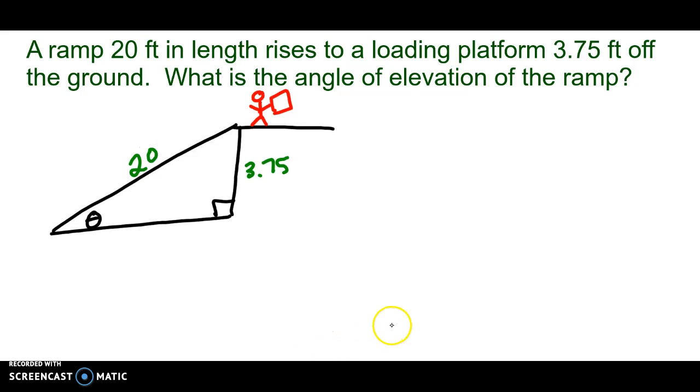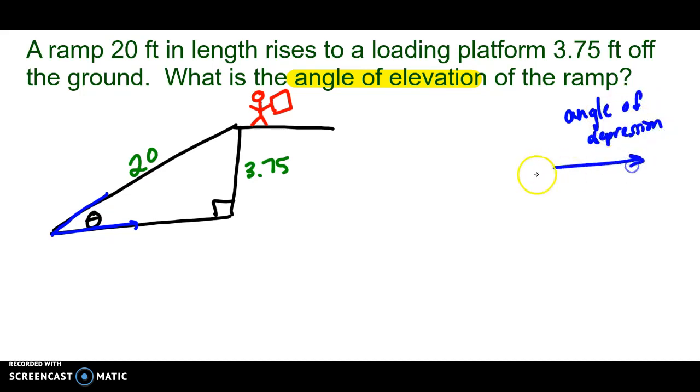Just one thing I want us to keep in mind here, because maybe you'll have other scenarios. This says angle of elevation. When we're talking about angle of elevation, you want to make sure that we have a horizontal, and then we're looking upward. If you ever see a problem talking about an angle of depression, you're going to have a horizontal looking downward.